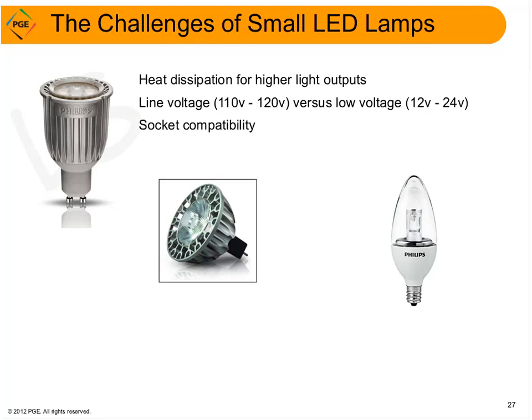Smaller LED lamps have some challenges that the larger lamps don't have. PAR 38 and PAR 30 lamps have an easier time dissipating heat because of their larger size. However, it becomes much more difficult to manage the heat with these smaller lamps like MR16s, PAR 16s, and these candelabra style bulbs. Also, because of that issue, they're limited in their light output right now.